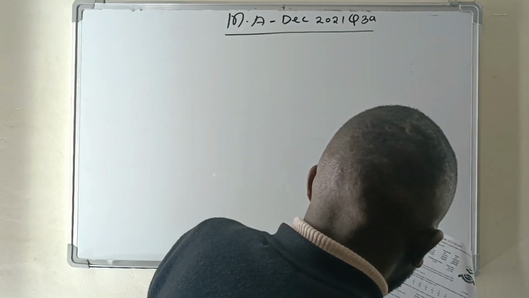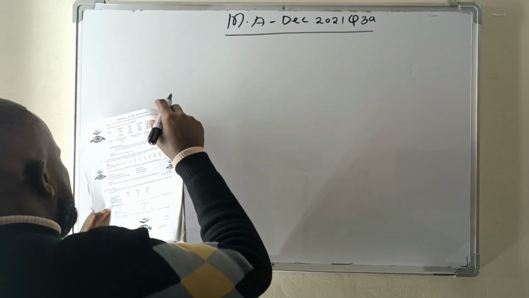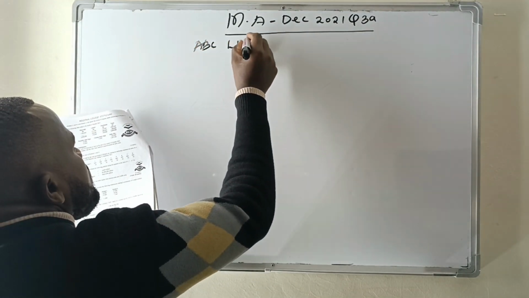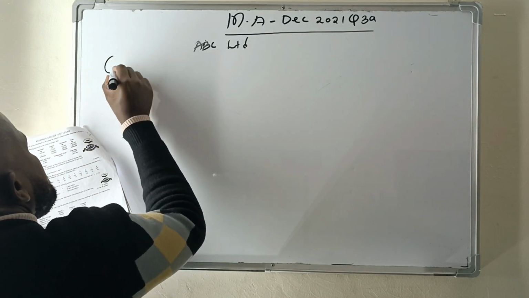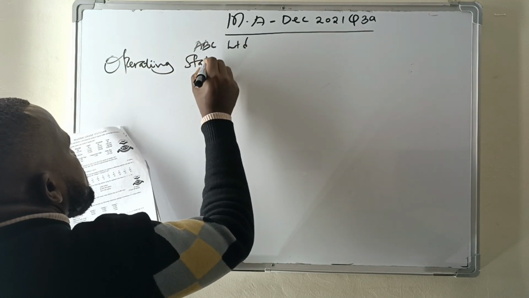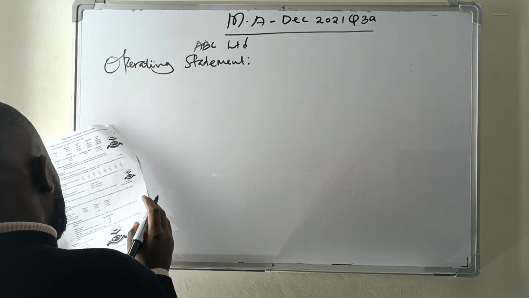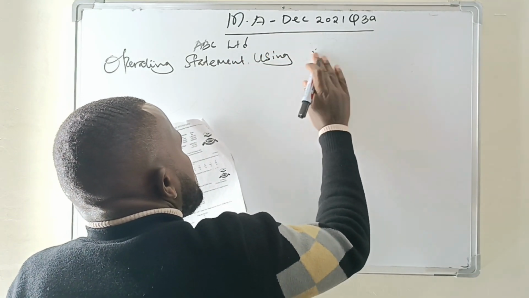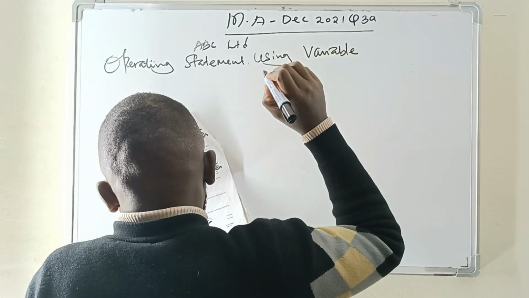So in this case, you need to have the income statement. What is the name of this company? The cost accountant of ABC Limited. ABC Limited. This is the operating statement using marginal, let me say variable, the way they have said it, variable costing.